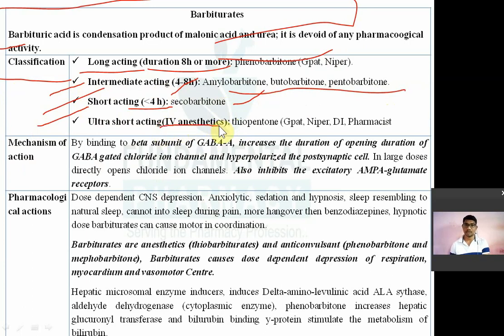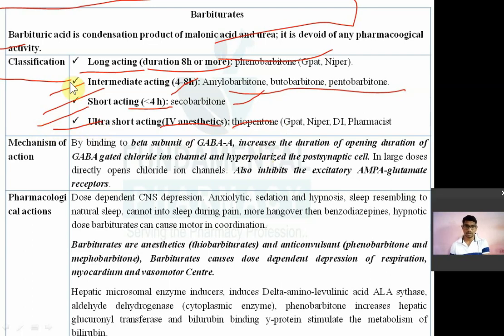Then ultra short acting barbiturates are known as intravenous anesthetics. For example, thiopental sodium, thiopental and methohexital. They are known as intravenous anesthetics or ultra short acting barbiturates. They are only used for induction of anesthesia.